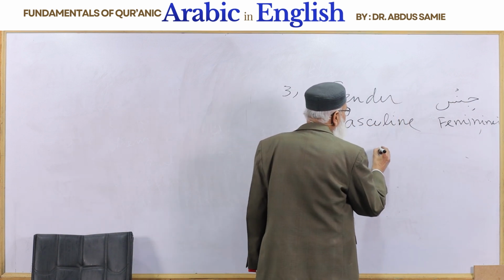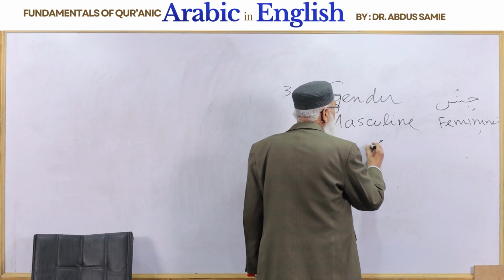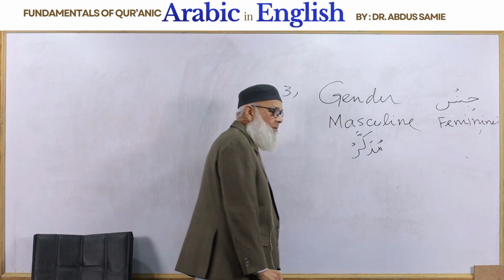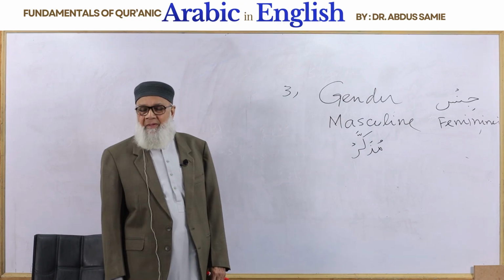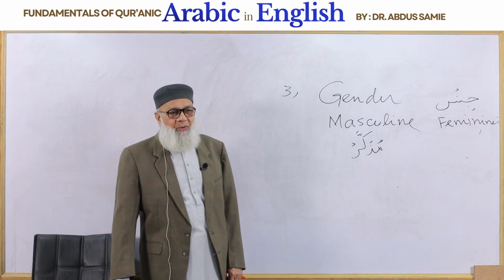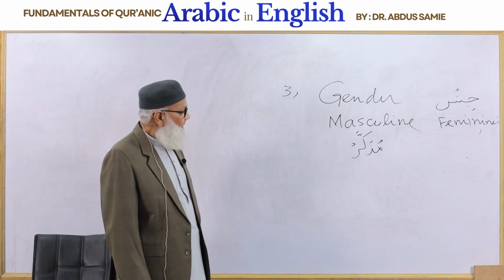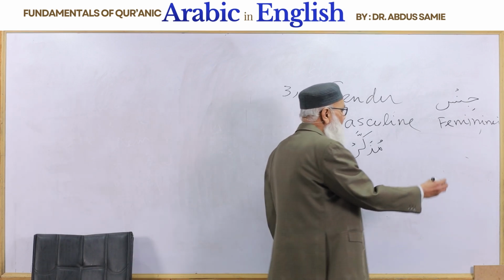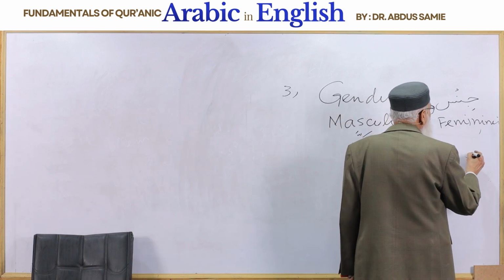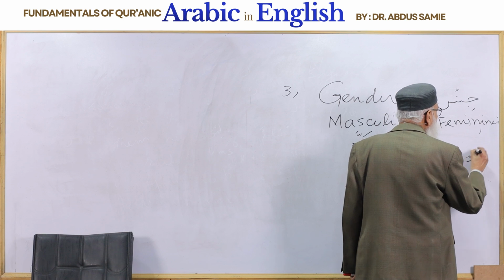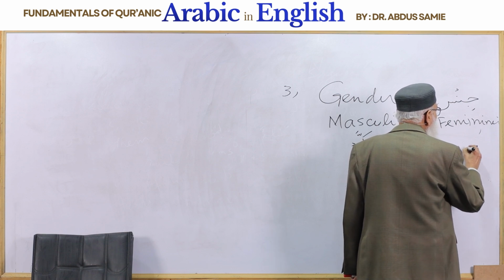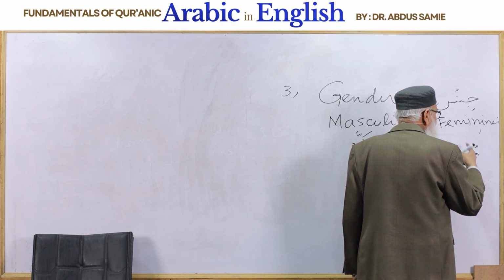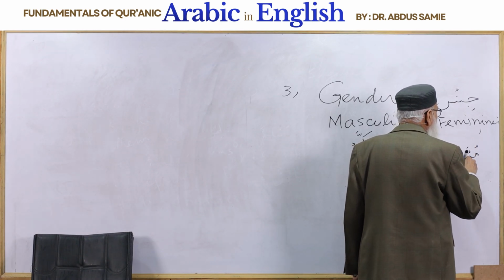Masculine gender in Arabic is called muzakkar, with dal, not with za. Muzakkar. And the feminine is called mu'annath. Now it is Hamza written on Waw. It will be pronounced as Hamza, not as Waw. Mu'annath.